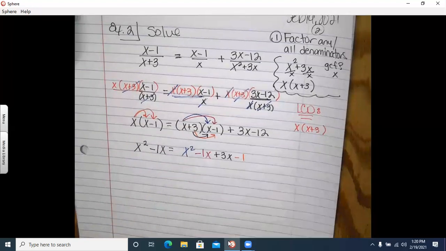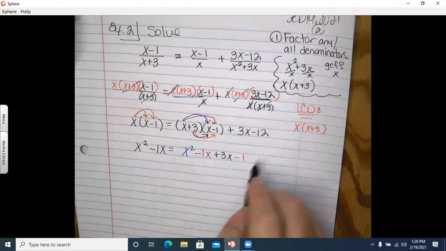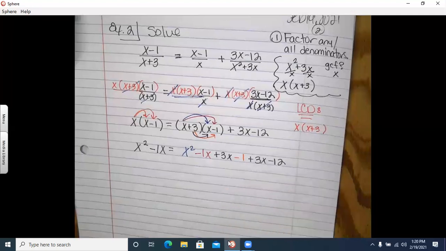Now, the plus 3X minus 12, I'm just bringing that down. It was not in parentheses. Nothing I can do with that.